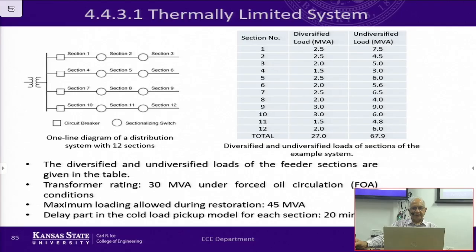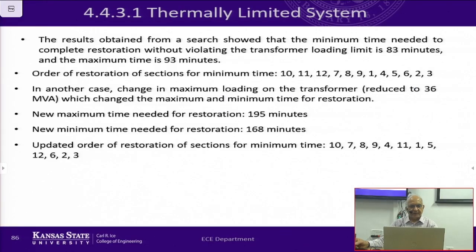So as an example, we considered 12 sections, and the data for the different sections is included here. We consider that the transformer is rated at 35 MVA, 30 MVA under FOA conditions, and then we are allowing the transformer to be loaded to 45 MVA. And the delay part of the cold load pickup model for each section was considered to be 20 minutes. So this is an example.